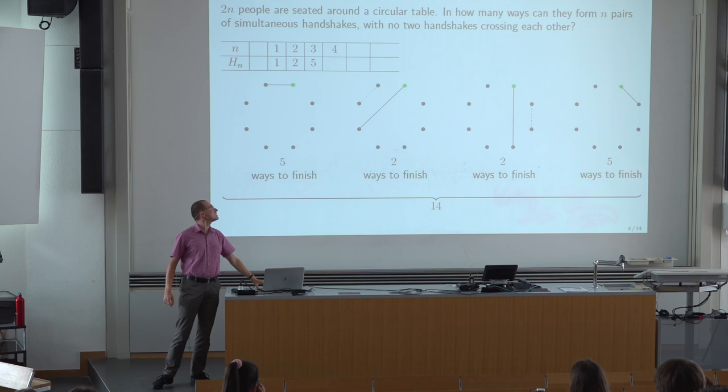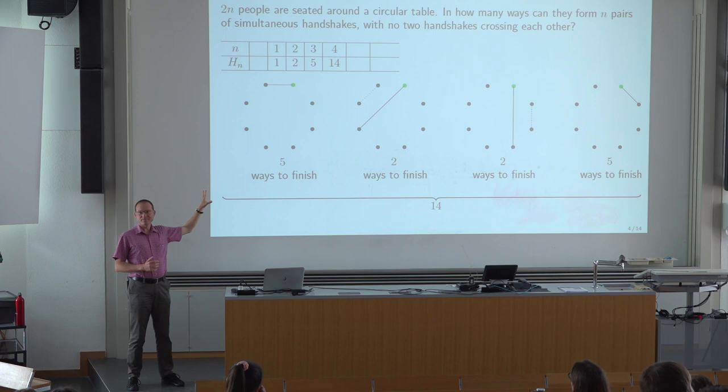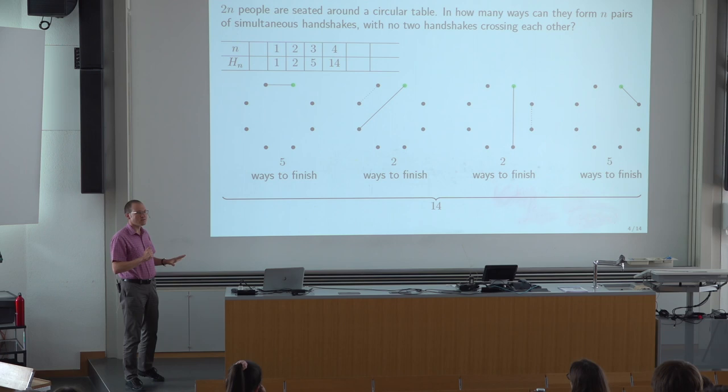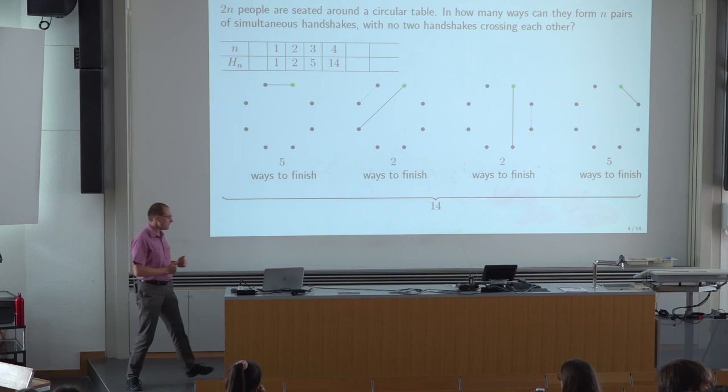Do you see a pattern? Not yet. It's difficult to see. Yes? n minus 1 squared plus n minus 2 squared. Okay, let's compute the next entry, and then we'll see if this formula will hold.